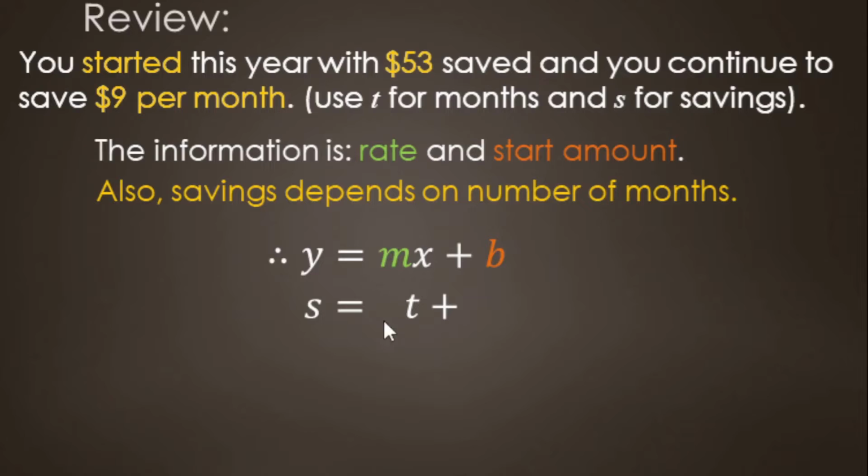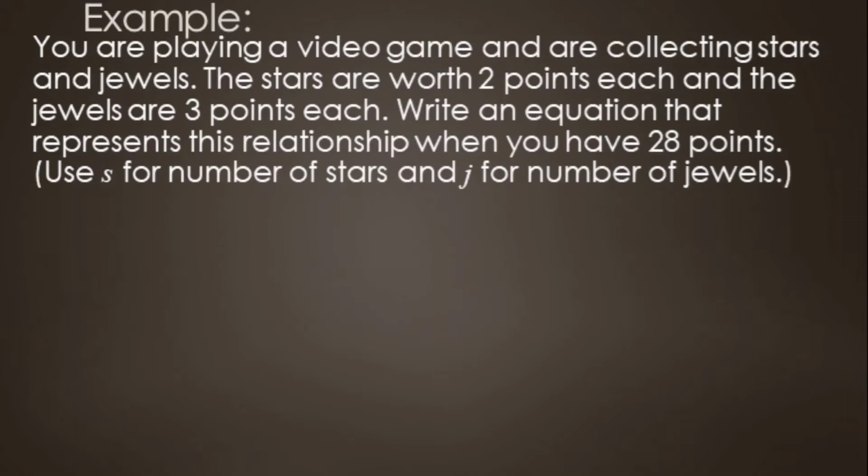So m, that's your rate or your slope. That's going to be $9 per month there. So the m gets replaced with a 9. The b, that's your start amount or the y-intercept. So it says here you started with $53. So that's going to replace the b with a 53 there. And that's going to be basically done for slope-intercept form.